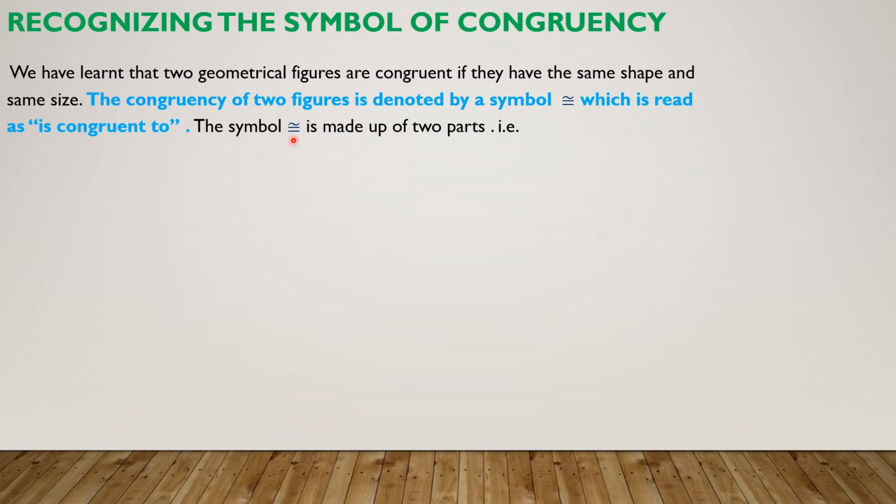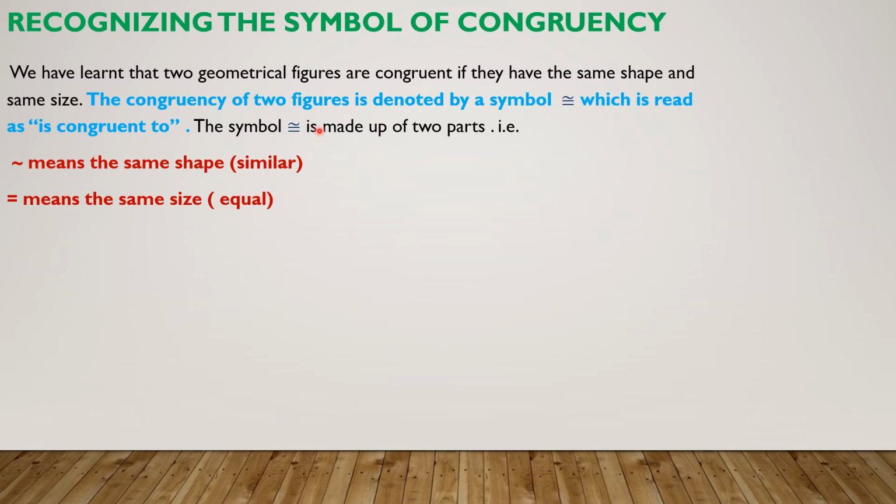The symbol of congruency, or "is congruent to", is made up of two parts. This symbol means the same shape. This symbol stands for similar, same shape. While the second part of congruency is an equal sign, and this means the same size.